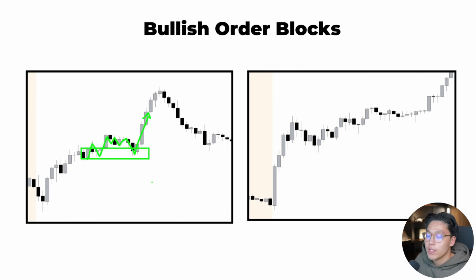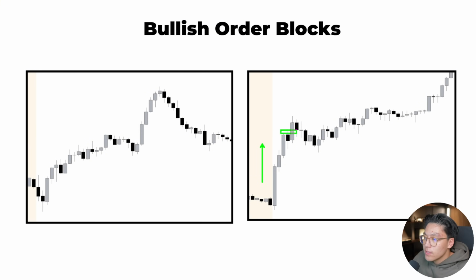So right here, based off this example, you kind of get the gist of what I'm talking about. In a clear uptrend, what we're going to be doing is marking out down close candles. So right here on the right hand side, you can see we have a nice push towards the upside on the overall market, and what we're going to be doing is looking for down close candles.